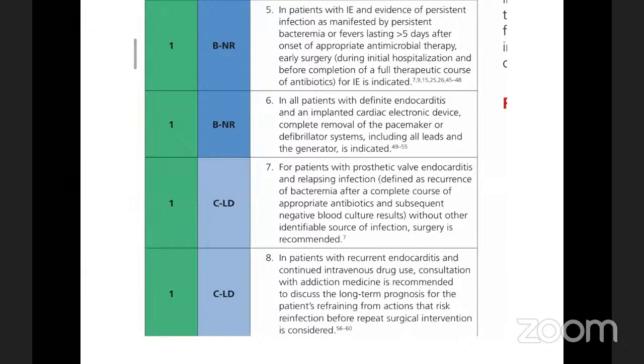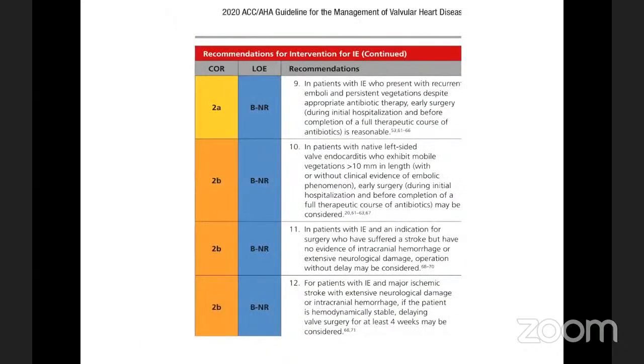In patients with recurrent endocarditis and continuing intravenous drug use, consultation with addiction medicine is recommended to discuss the long-term prognosis and the risk of reinfection before repeated surgical intervention is considered. Class 2A: in patients with infective endocarditis who present with recurrent emboli and persistent vegetations despite appropriate antibiotic therapy, early surgery is reasonable. Class 2B: in patients with native left-sided valve endocarditis exhibiting vegetations more than 1 centimeter in length, with or without clinical evidence of emboli, early surgery may be considered.